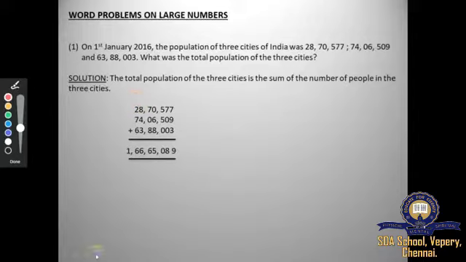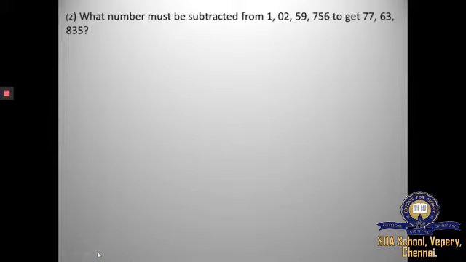So the number is 1 crore 66 lakh 65,089. Hence, the total population of the three cities was 1 crore 66 lakh 65,089. What number must be subtracted from 1 crore 2 lakh 59,756 to get 77 lakh 63,835?